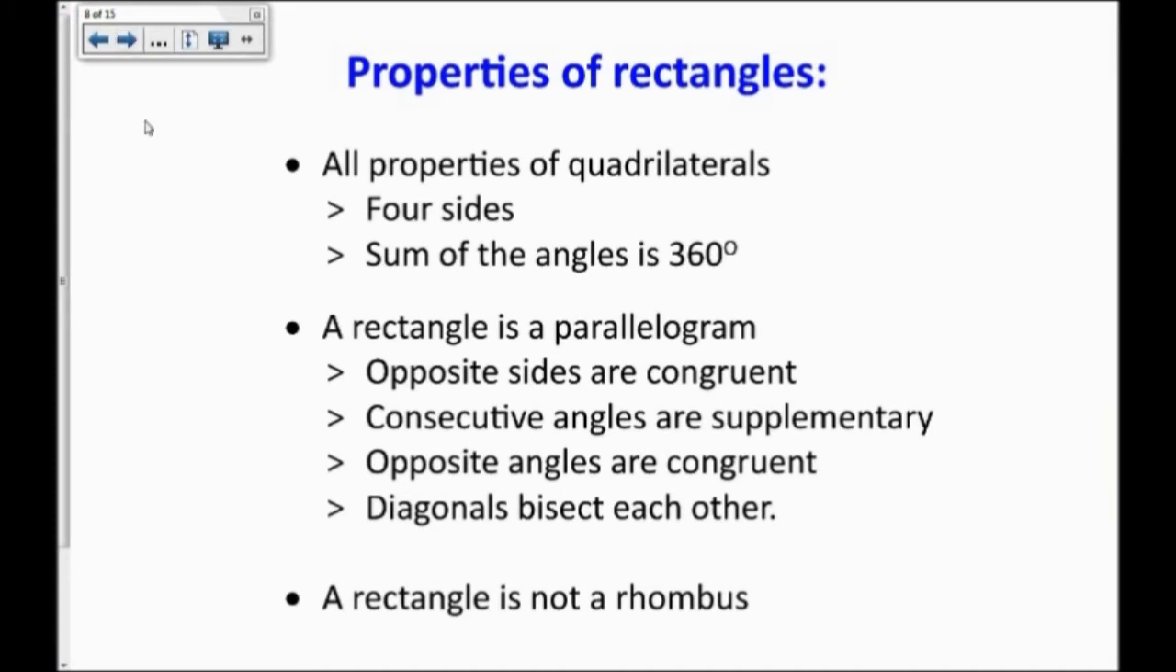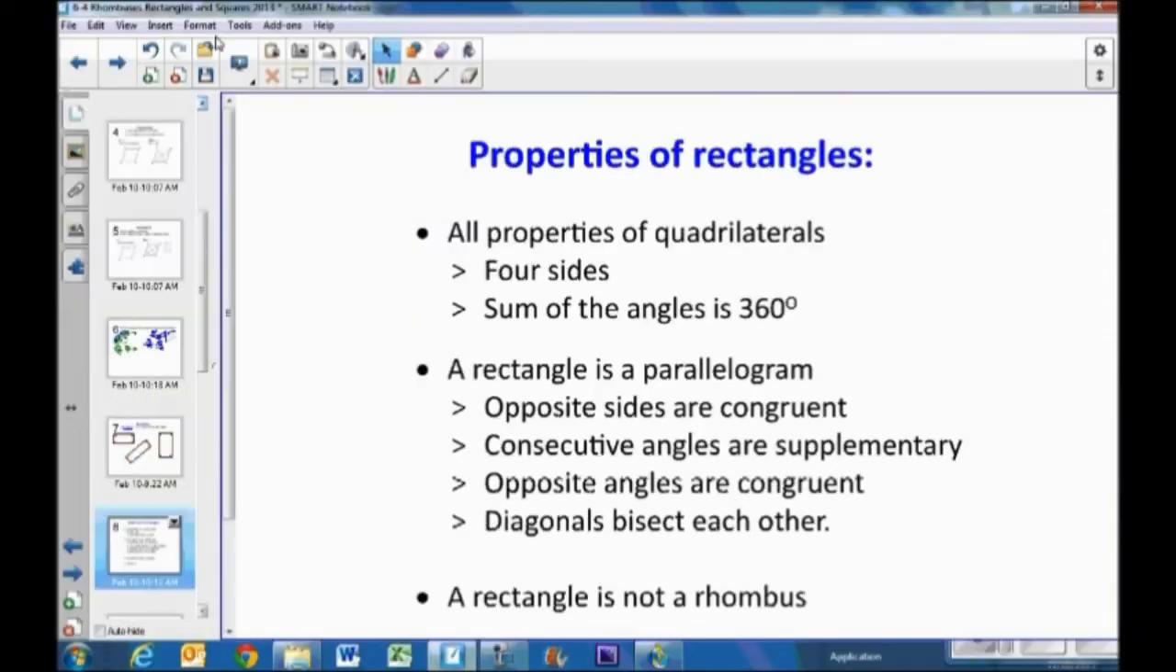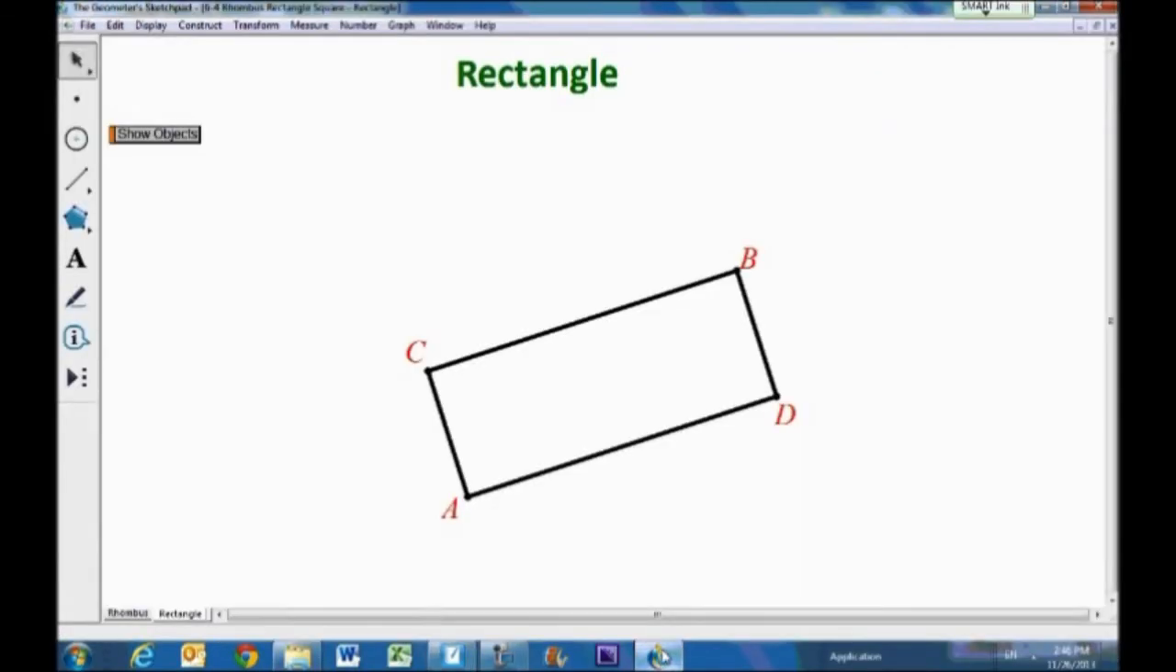And let me point out that a rectangle is not a rhombus, so it won't have the properties of a rhombus, but it does have one more property that's pretty important. So here's a Geometry Sketchpad file. Here's a rectangle that I've constructed.